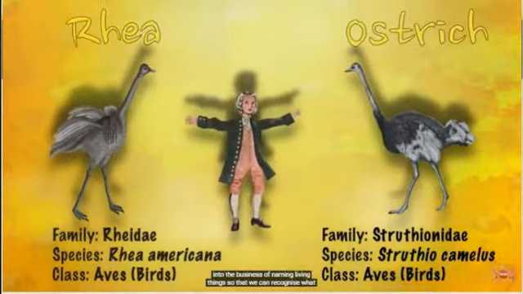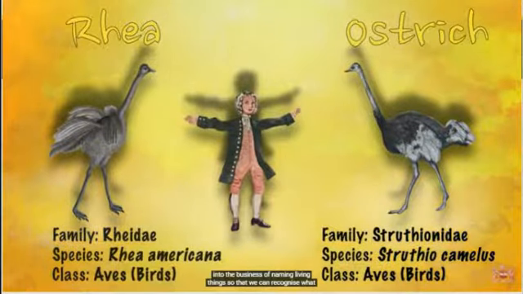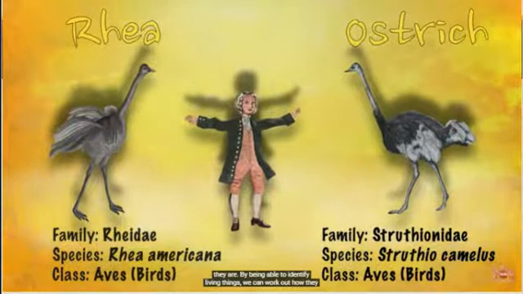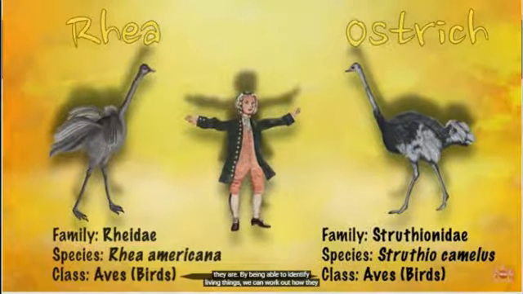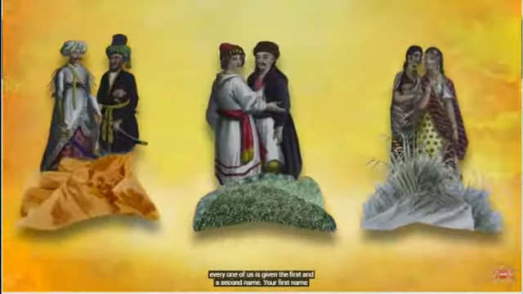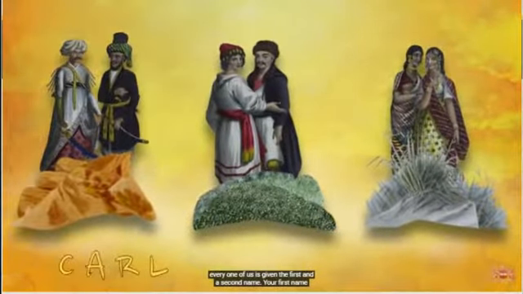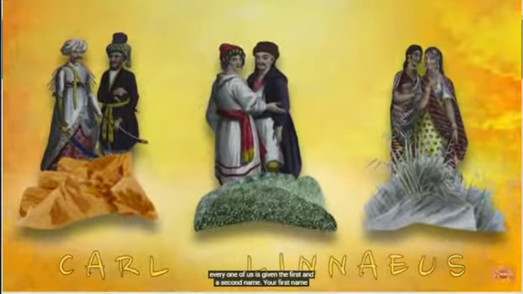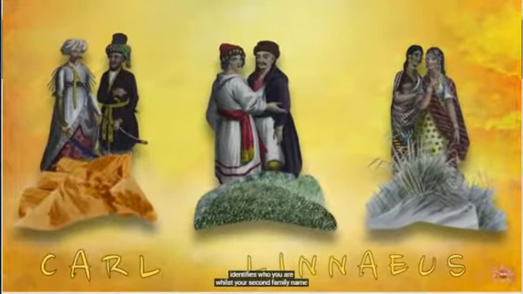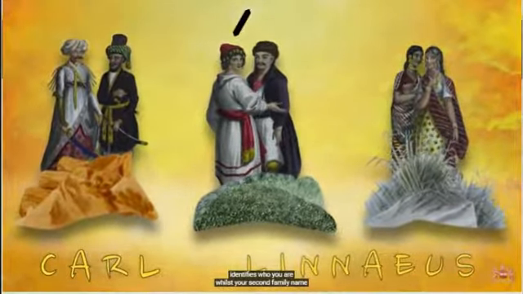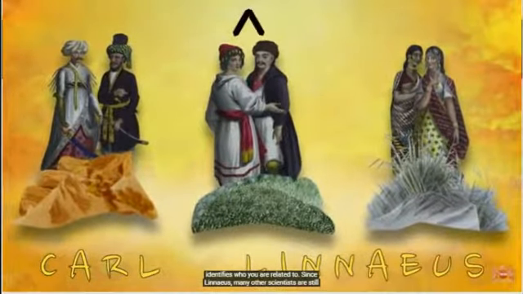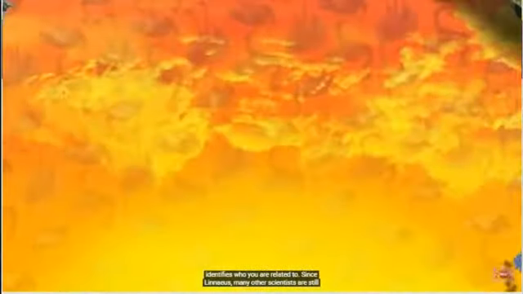Linnaeus was into the business of naming living things so that we can recognize what they are. By being able to identify living things, we can work out how they are related to each other through a distant relation. For example, each and every one of us is given a first and a second name. Your first name identifies who you are, whilst your second family name identifies who you are related to.